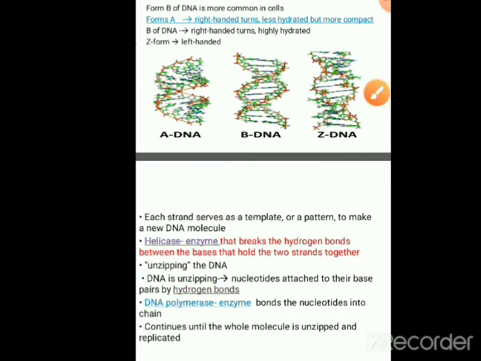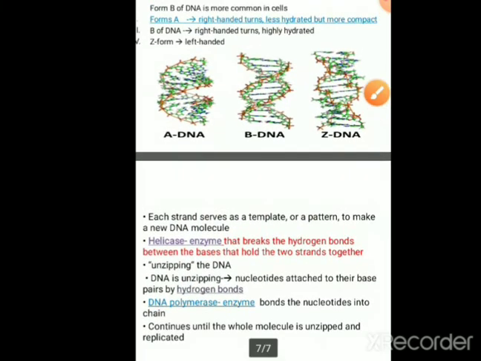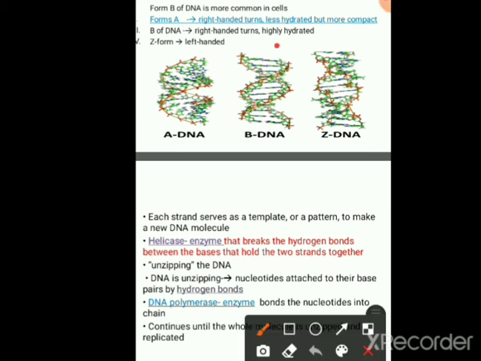So in that way, each strand of DNA serves as a template or a pattern to make a new DNA molecule. If you break these strands apart, they contain opposite sequences and opposite bases. In order to form bonds again, they would look for some sort of alternative bonding.